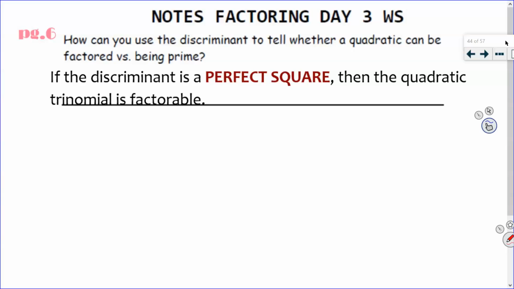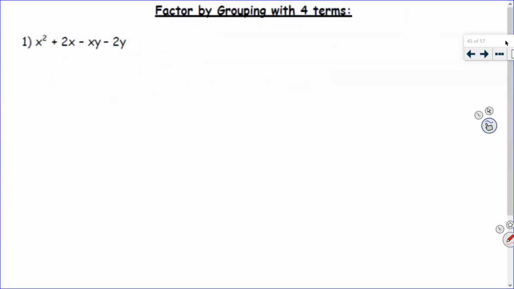Okay, let's jump into today's stuff. On number 1, we have 4 terms here: x squared plus 2x minus xy minus 2y. What we're going to do is break this into 2 groups of 2. I'm going to analyze the first group and turn it into a GCF problem, then analyze the second group and turn that into a GCF problem.